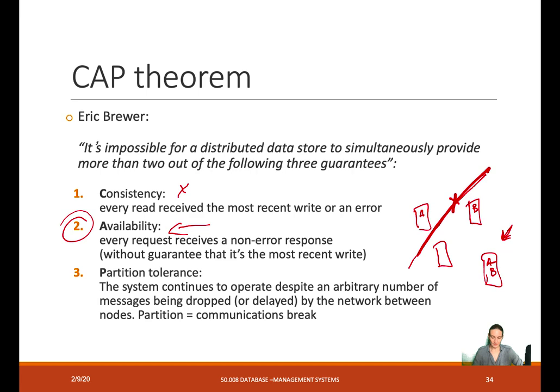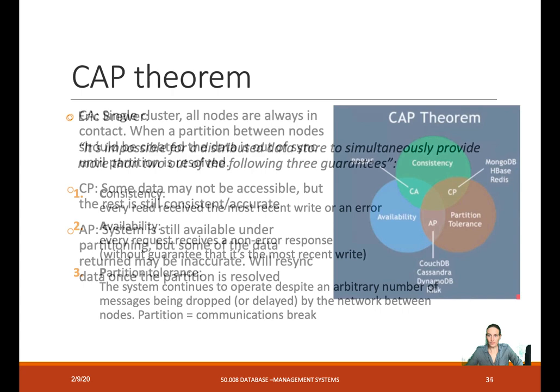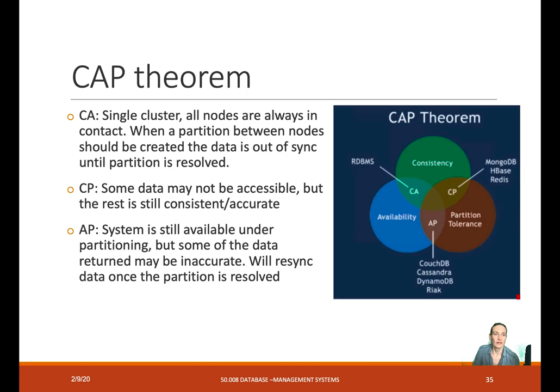All right, so at any given point, any database system will only have two out of these three characteristics. Let's have a look at some examples. Here we see the popular database systems indicated in terms of which of the two characteristics, consistency, availability, or partition tolerance, do they adhere to.